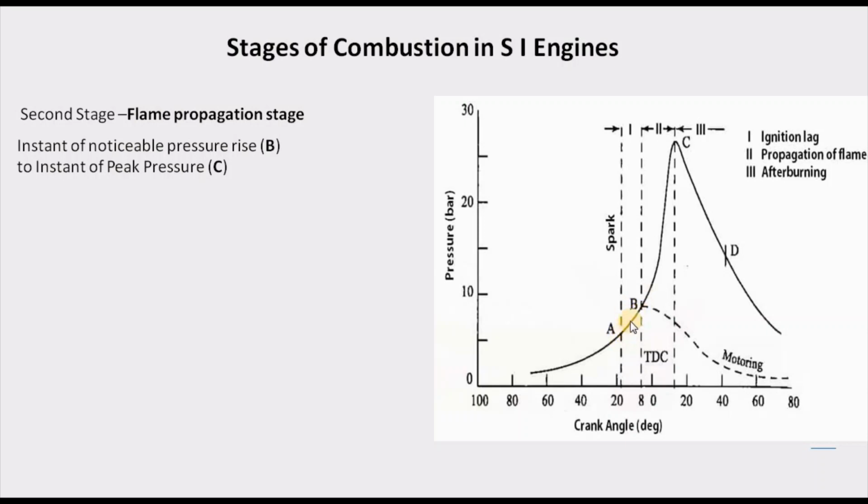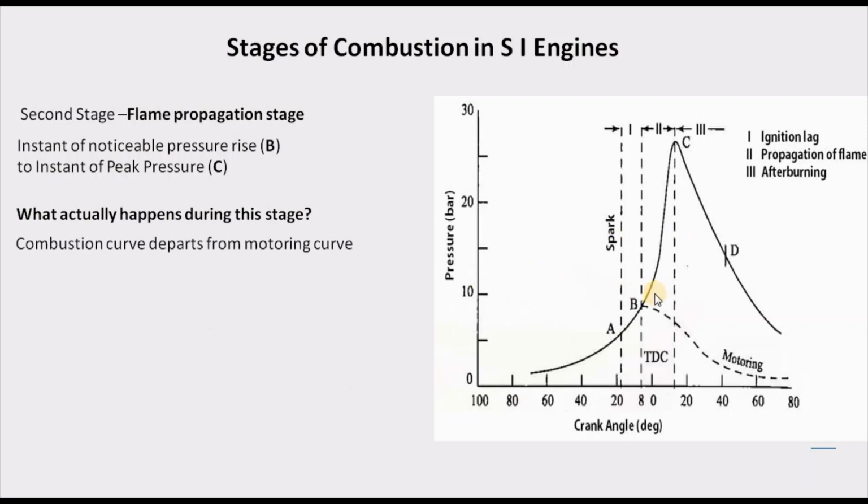From A to B, we have not noticed any change in the pressure, because even though the nucleus has been generated, it is burning and growing, whatever heat is liberated by one molecule is being absorbed by the surrounding molecules for heating themselves and reaching self-ignition temperature, and the net temperature of the combustion chamber is not increasing. So there was no noticeable rise in the pressure from A to B, even though the combustion was happening. But after point B, there is a noticeable pressure rise, and that is where we say the combustion curve departs from the motoring curve.